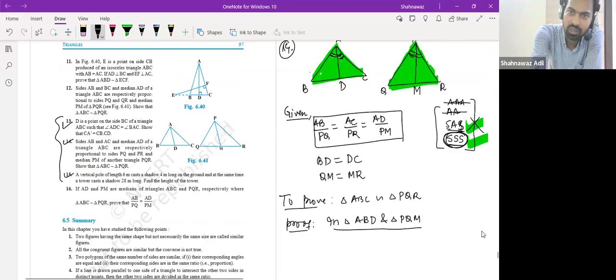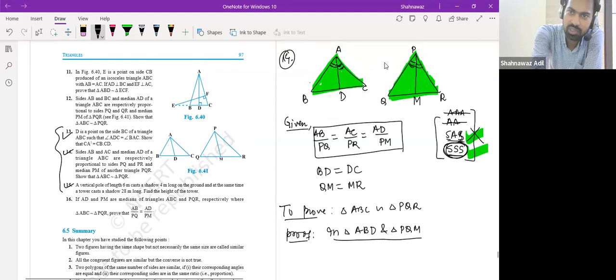So in the triangles ABD and PQR, we have this side proportional to this one, proportional to this one. But we don't know about this angle or any other things. So should we use SAS? How can we use SAS, because we don't know about this angle, right? So this angle is not equal to this, because we don't know about this.